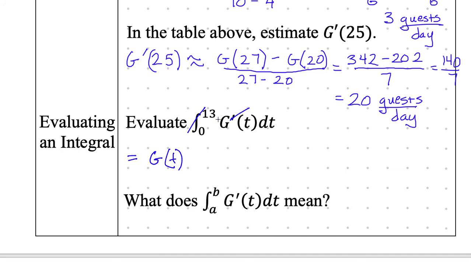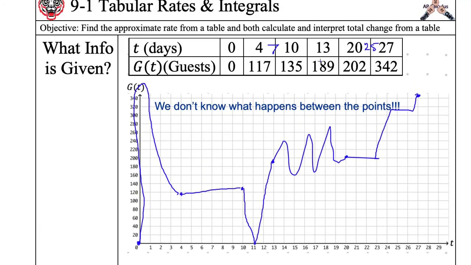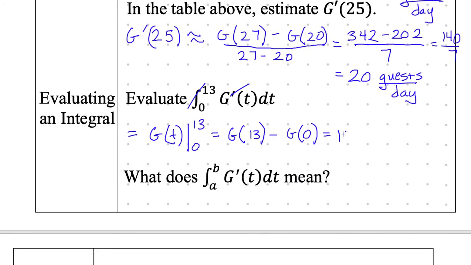And then because it was a definite integral, I have to say evaluation bar between 0 and 13. Let's actually do that. I'm plugging in 13 first, so capital G of 13. And then I subtract when I plug in 0, so capital G of 0. All right, and then what is that thing? G of 13, I come back up here, that's 189. G of 0 is 0, so our answer is 189.